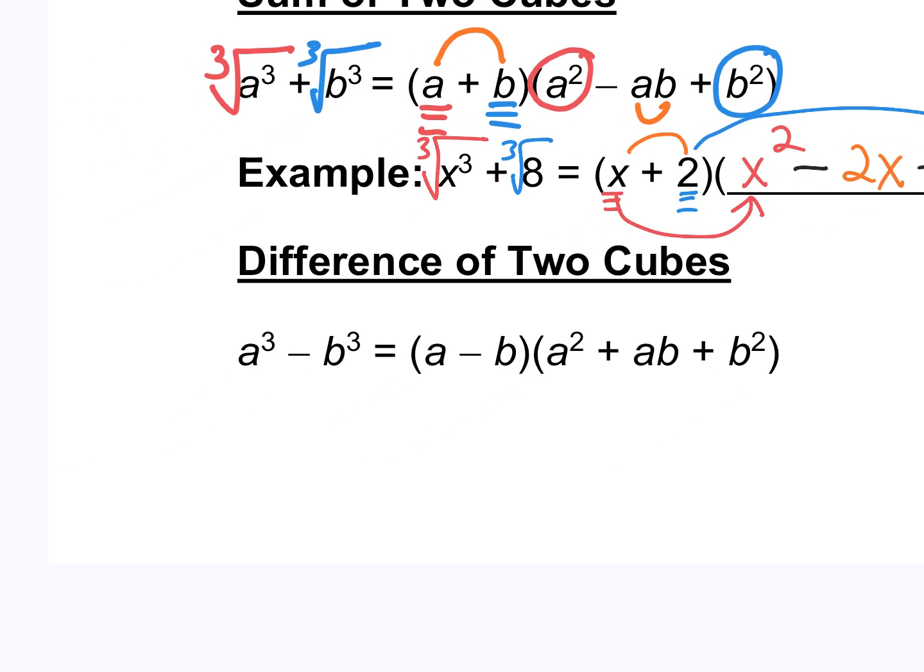Difference of two cubes works almost exactly the same way, except it's a minus sign. The formula is the same. You cube root the first part, and that gives you the first term in your first set of parentheses. You cube root the last part, and that gives you the last piece of your parentheses. You have to square A and square B to get your last term in the trinomial. And then we always multiply these two things together to get the middle term. Last part, same, opposite, always positive.